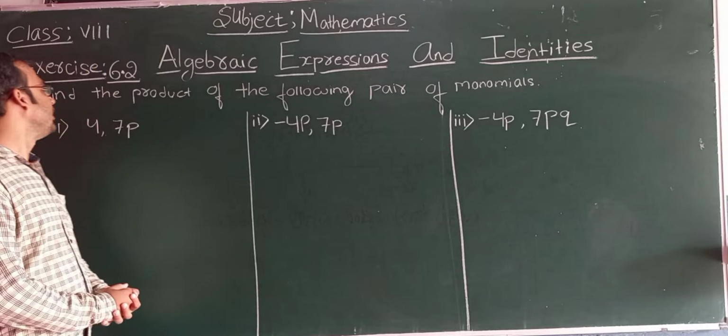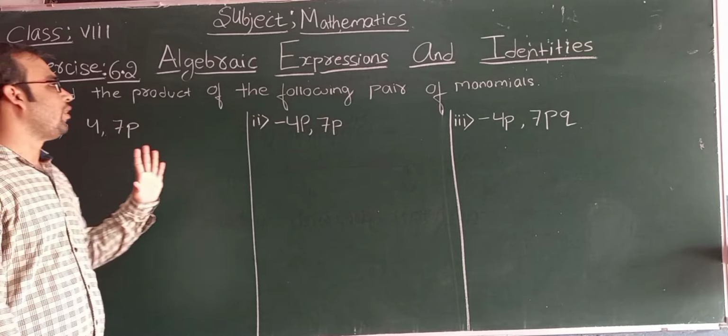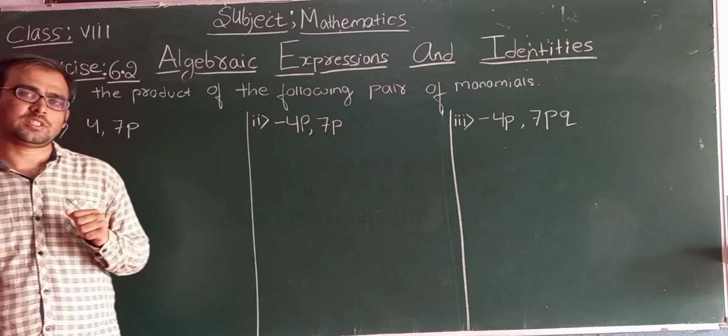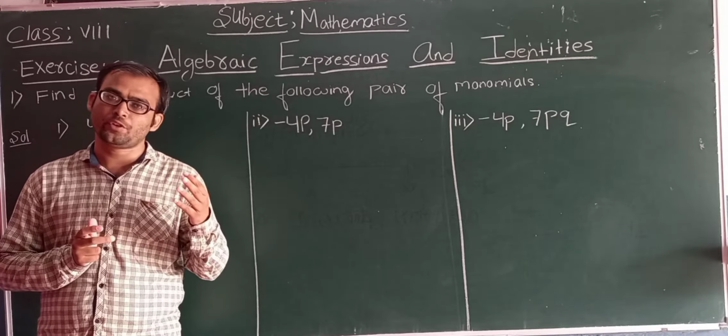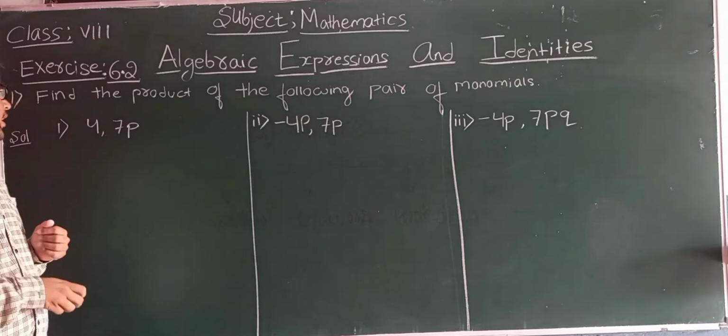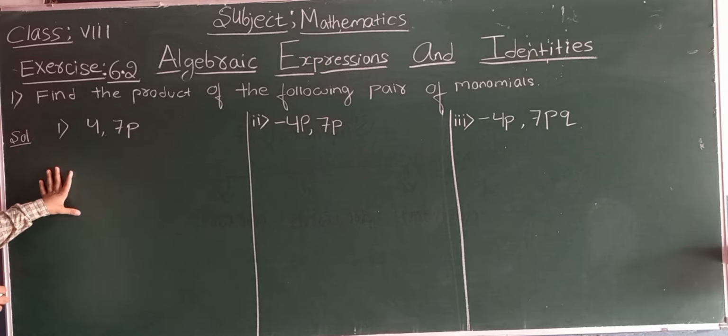Okay, so what they have given? Find the product of the following pair of monomials. Here students, in this main they have given some pairs of monomials, and what we need to do, we need to find the product of those pairs. Okay, so here let us solve the first question.